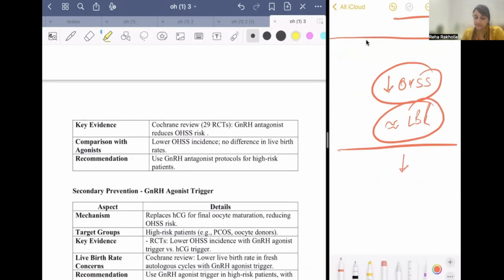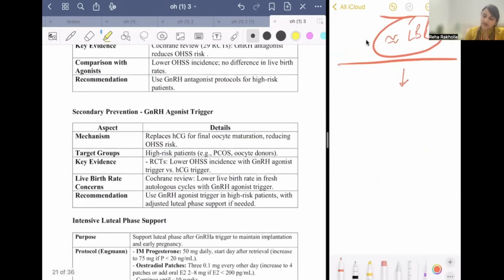Okay. So based on this evidence, fertility societies strongly recommend using GnRH antagonist protocol for prevention of OHSS in patients at high risk of having OHSS.